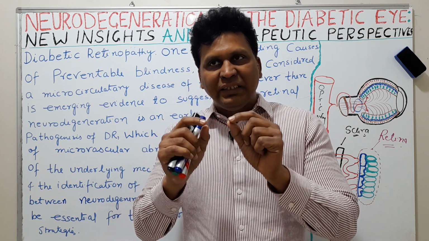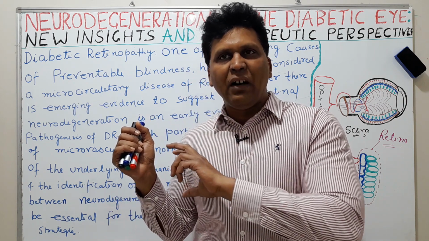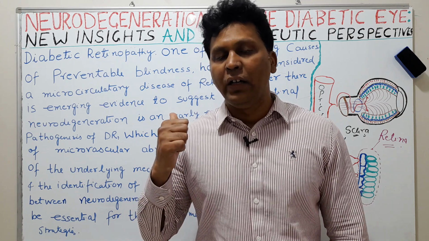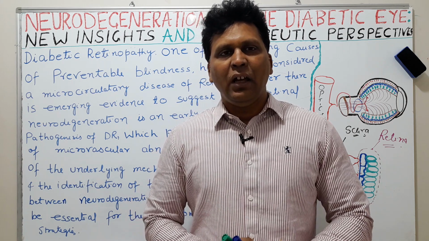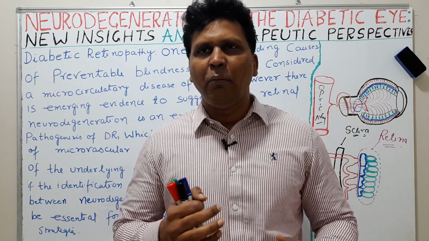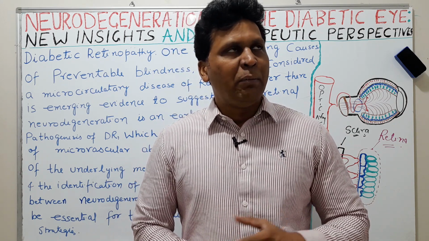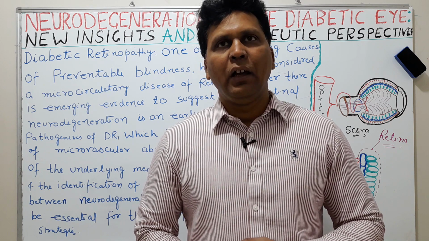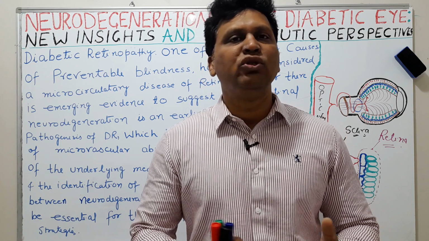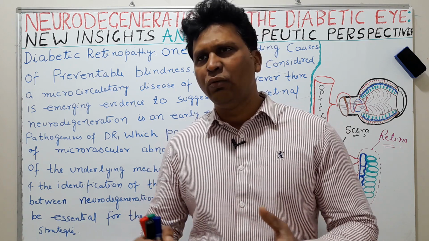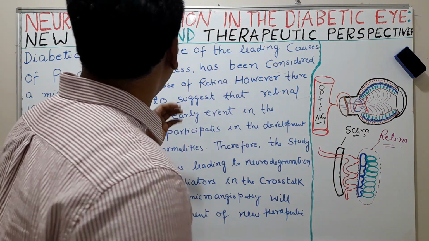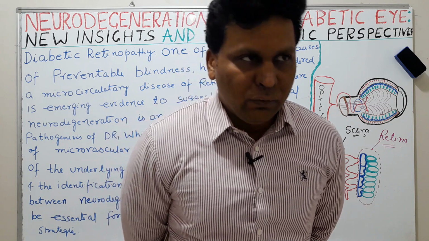So we will read some short paragraphs together, and I will explain the concept and the meaning of the difficult words. This article is from Trends in Endocrinology and Metabolism, published in January 2014. Its volume is 25 and the page numbers are 23 to 33. And the title is Neurodegeneration in the Diabetic Eye, New Insight and Therapeutic Perspective.